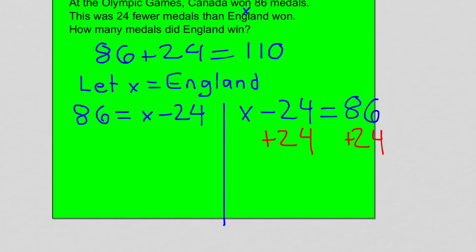So I'll add 24 to that side. And when I work that out, minus 24 plus 24 equals 0, and X equals 86 plus 24, which is 110.